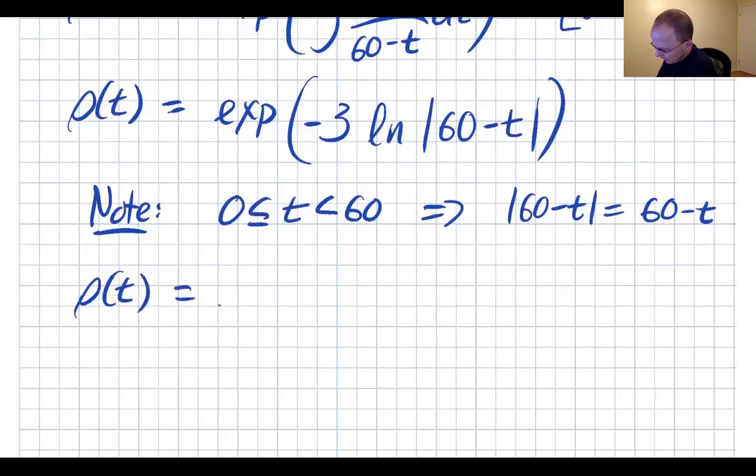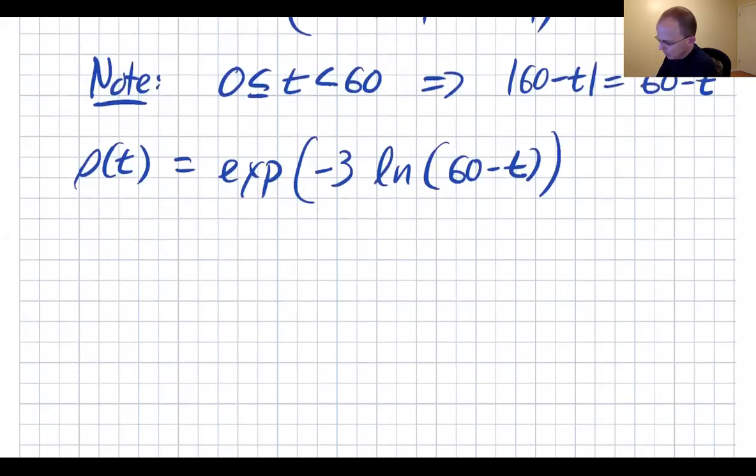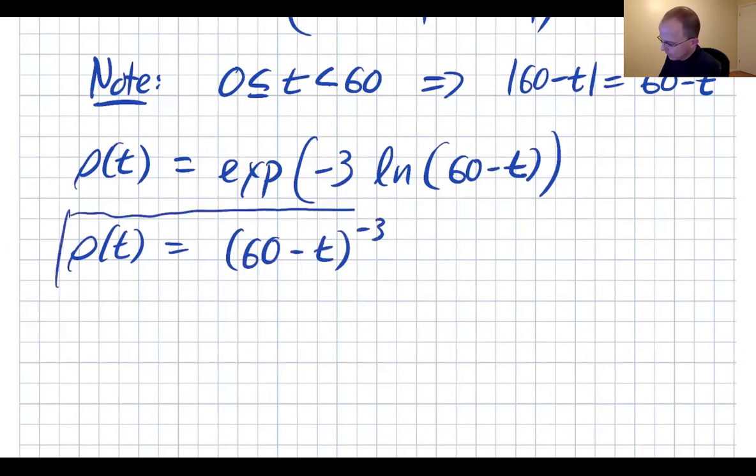absolute value and we'll get the exponential of -3 log 60 minus t. So again, logarithm means that I can move that up here. So I will do that. And then after I do that, I can just cancel this exponential and this log. So I'm going to do both at the same time, and that will give me 60 minus t to the -3. Okay, perfect.